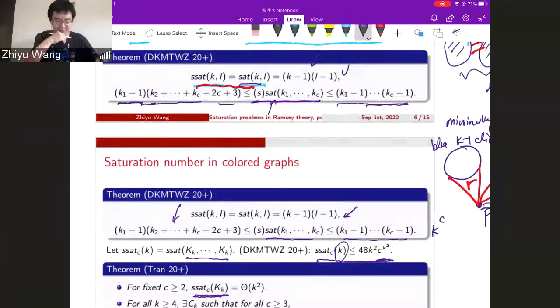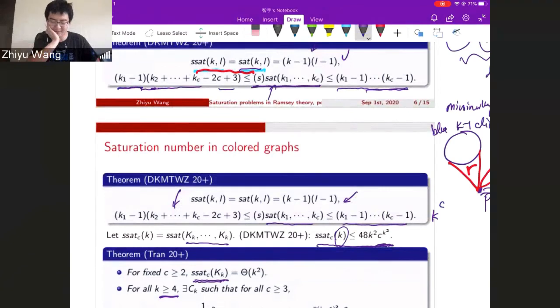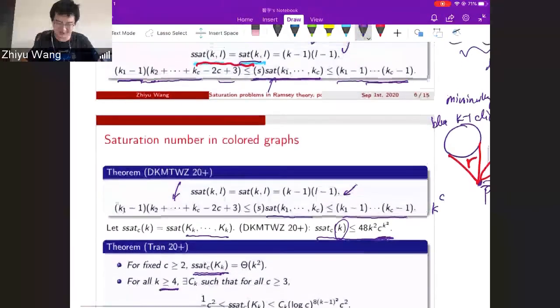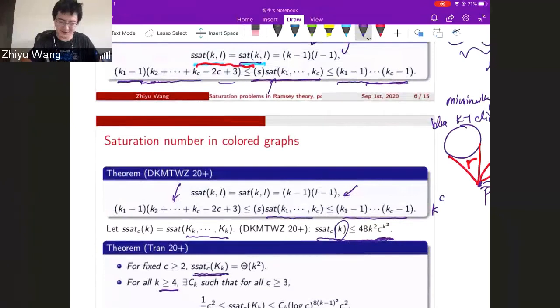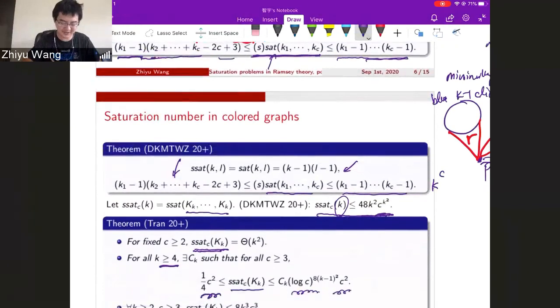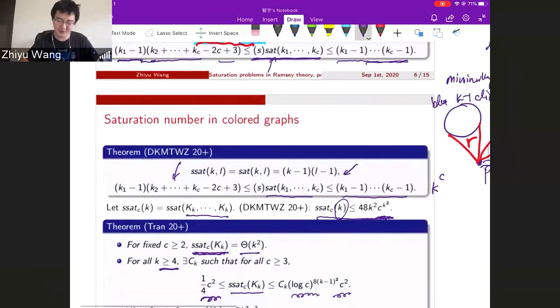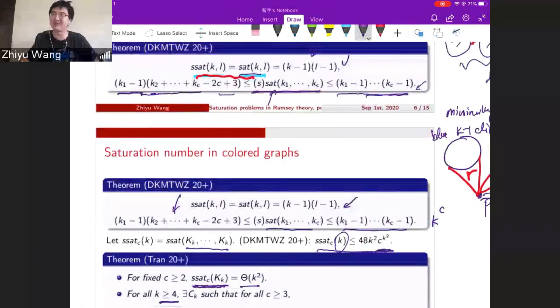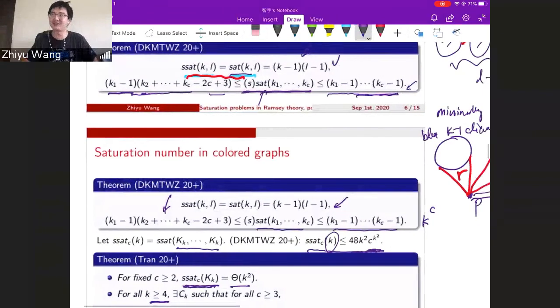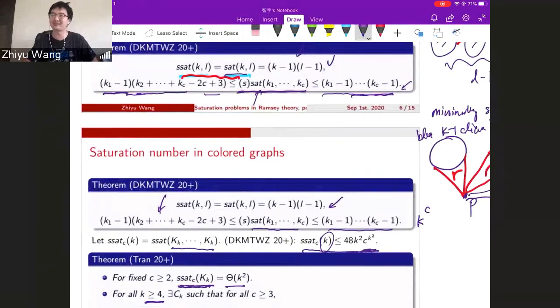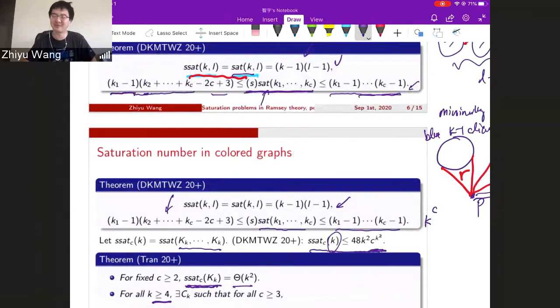Yeah, I think it's possible that when there are more colors, they start to be apart. Actually, we don't know that. That's why we still don't know. What Trent did, he showed that the semi-saturation number is theta of k squared. But we don't know yet whether the saturation number has an upper bound of n to a constant that does not depend on the number of colors. So we don't know. I see. Yeah.